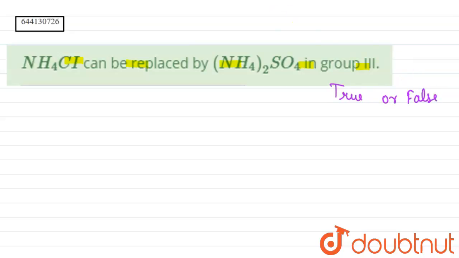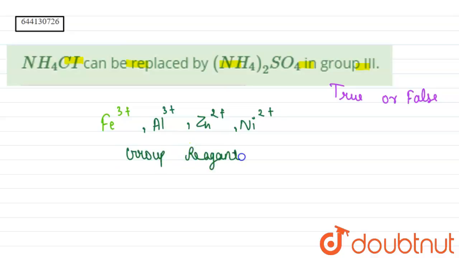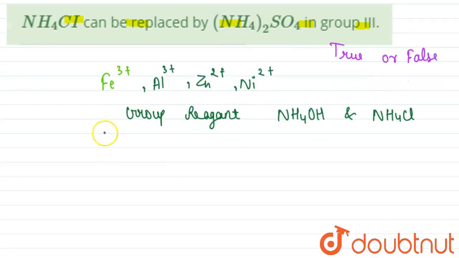So we know that the group third cations are Fe3 plus, Al3 plus, Zn 2 plus, nickel 2 plus. Okay, the group reagent is NH4OH and NH4Cl. Okay, why NH4Cl is added with NH4OH?